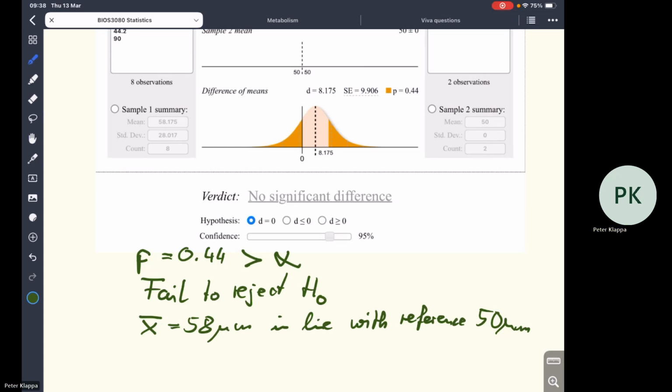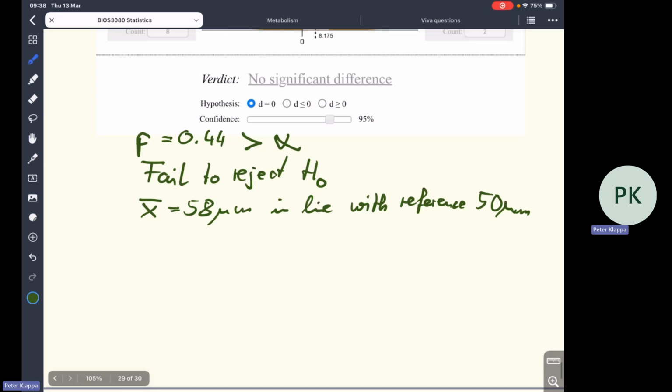Yeah? But since we failed to reject. The null hypothesis is there is no difference between reference and population. So we fail to reject. Yeah? Make sense? Good. Excellent. So that is a one sample, two-tailed, independent t-test. Brilliant.